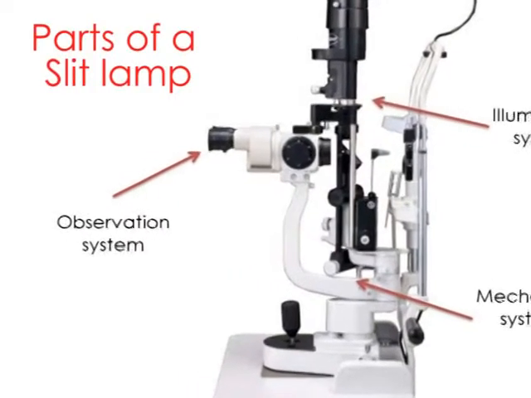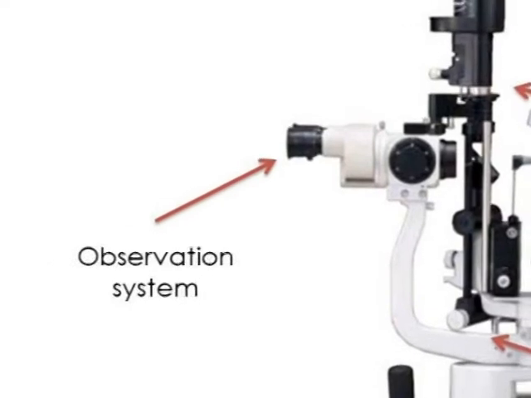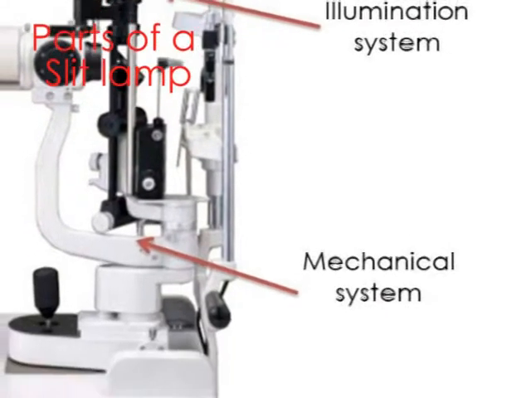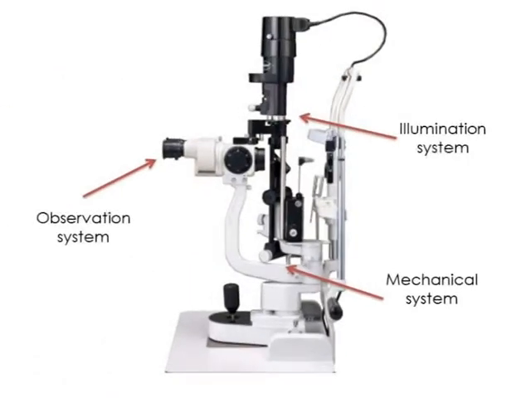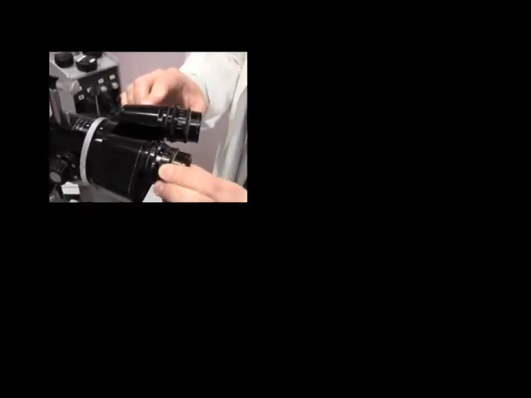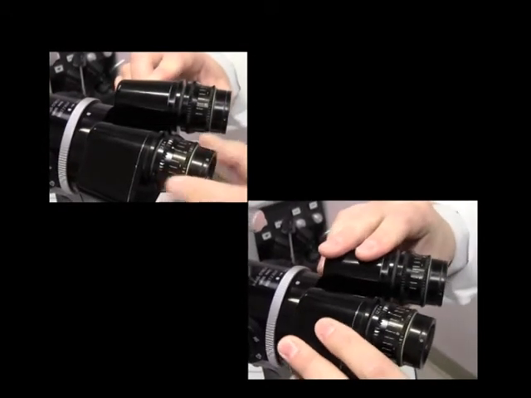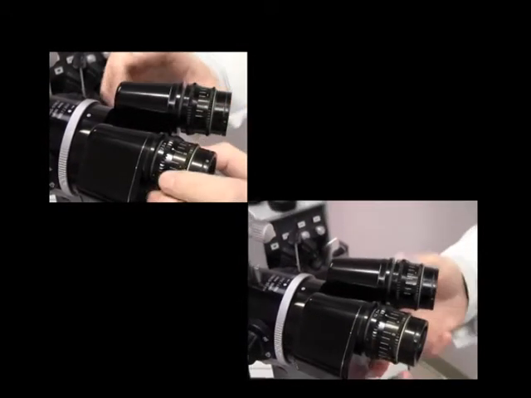Grossly, it contains an observation system, that is the microscope, the illumination system or the slit lamp, and a mechanical system or engineering support. Before we start off, make sure the power of the oculars and the interpupillary distance is adjusted according to the examiner's specification.